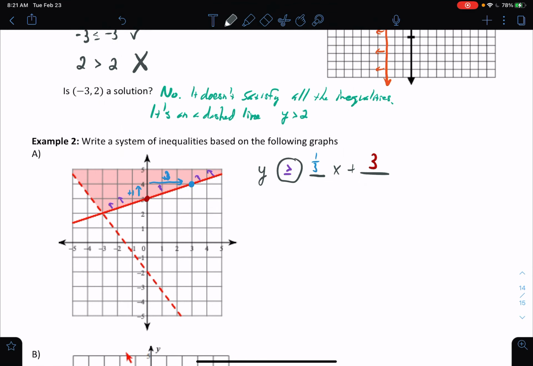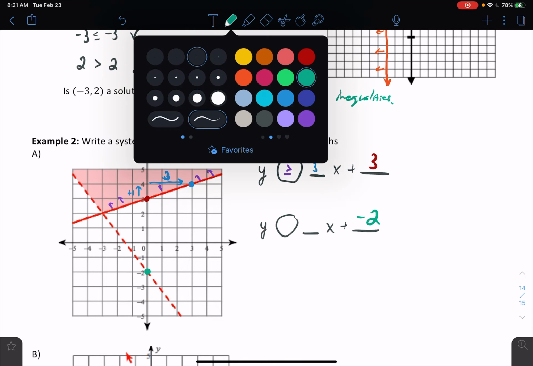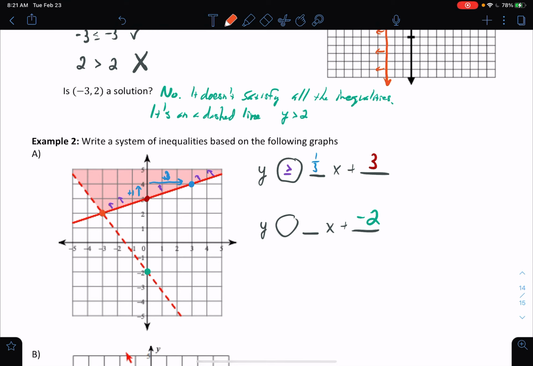Now we got to do our second one. So we got y, some inequality symbol, our slope times x plus our y-intercept. Again, starting at the y-intercept is probably the easiest place to start. We've got -2. Now I got to find another point on this. The next one, let's do this intersection point here. So we go up 1, 2, 3, 4. Up 4, to the left 1, 2, 3, to the left 3.